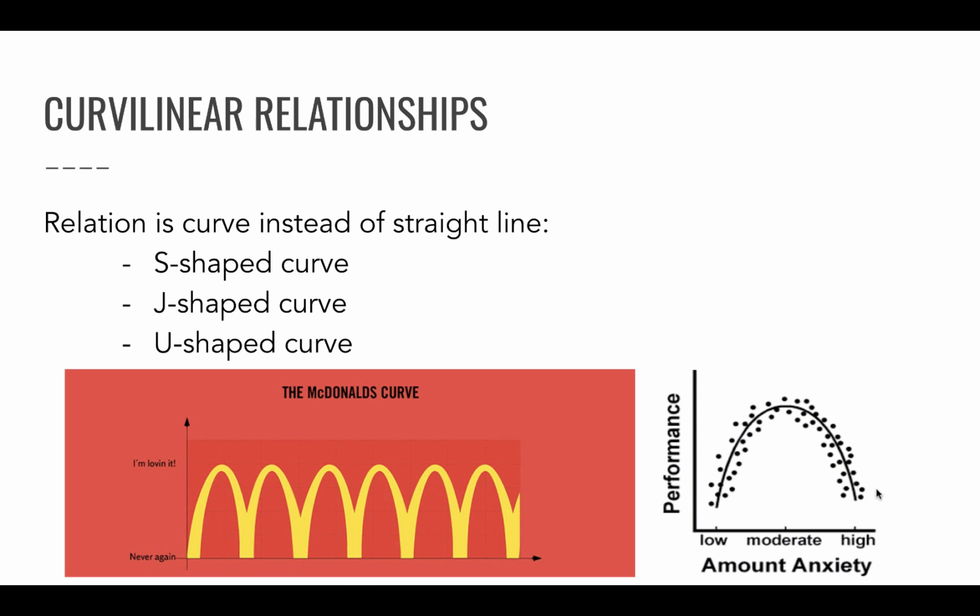And then lastly, curvilinear relationships are oddly shaped. So they are curved instead of a straight line. So you can have S-shaped curves, J-shaped, U-shaped, and so on.